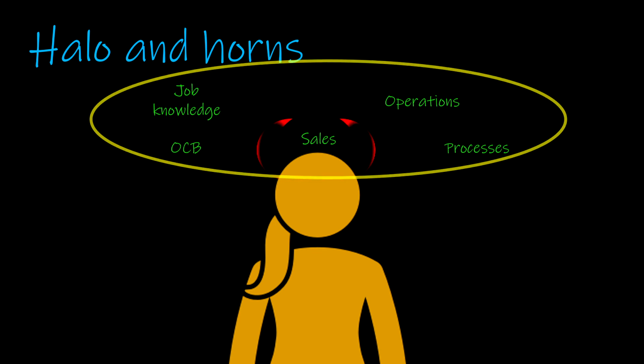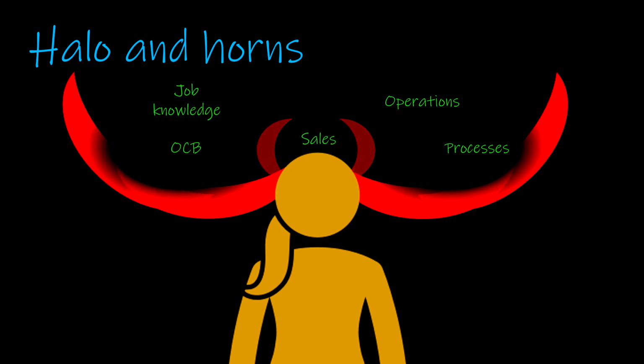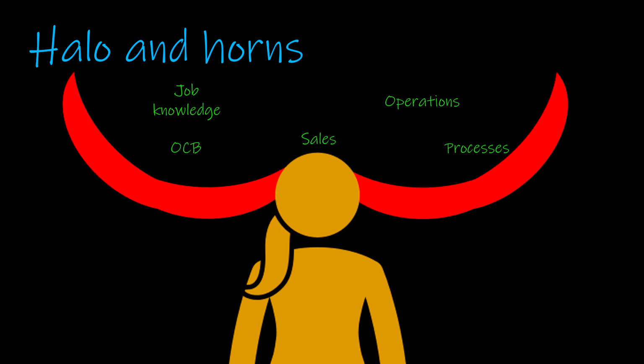This can happen with negative areas as well. If we have a person who's not very good at sales, and we're evaluating their sales, they develop kind of a little bit of a horns effect here. And what we see is the horns on the person's head indicating that there's negative sales. And as we evaluate them on different areas, those horns kind of grow and encompass those different areas. And as we evaluate their job knowledge and their organizational citizenship behavior and their use of processes within the organization, their performance in those areas gets discounted because of their poor sales performance.